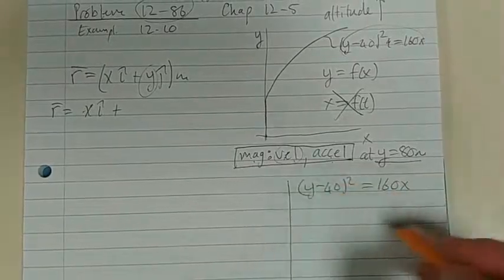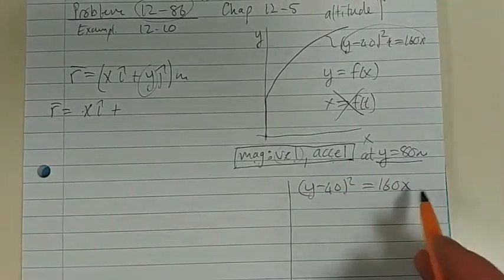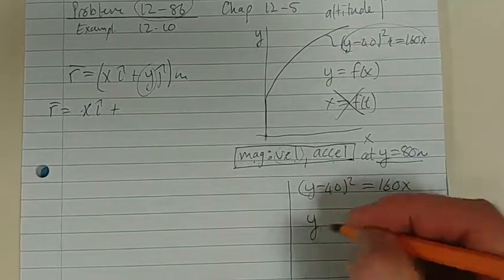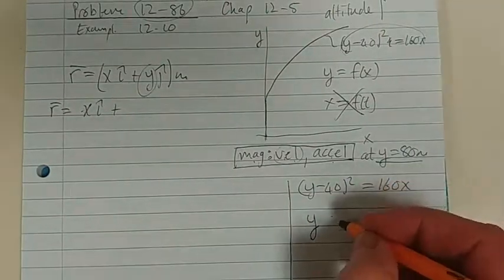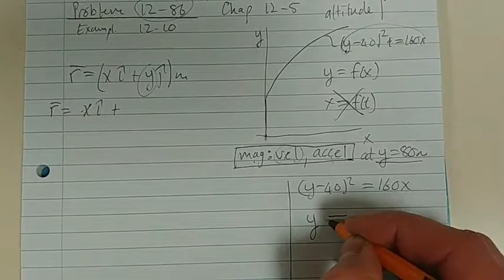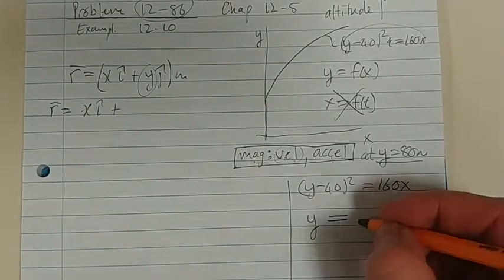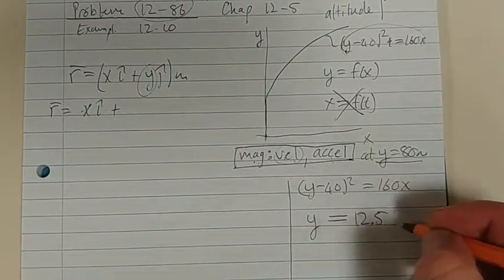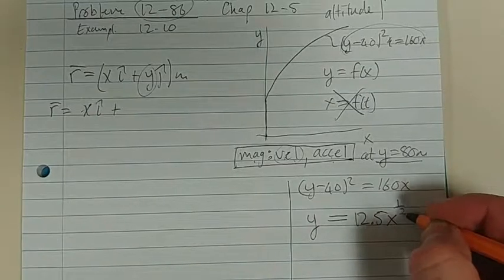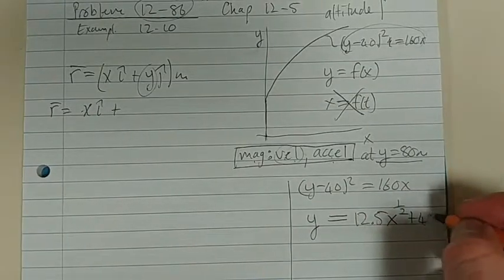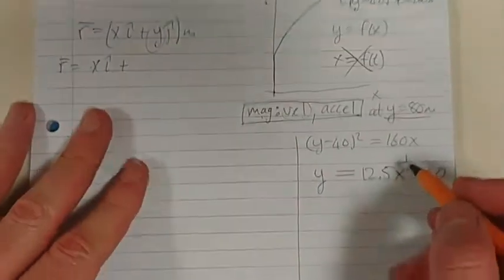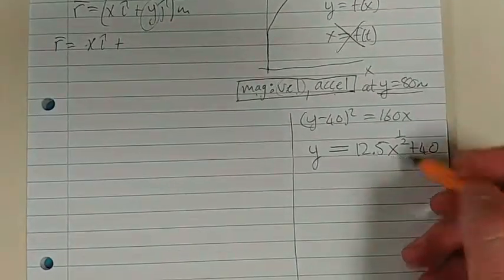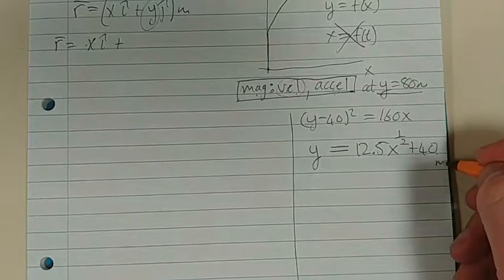I'm not going to solve this whole thing or do it step by step for you. Go and rewrite this, and you're going to get this. I just want you to take note. So this is what I'm going to get: y equals 12.5x to the power of a half, which is essentially the square root of x, plus 40 meters.